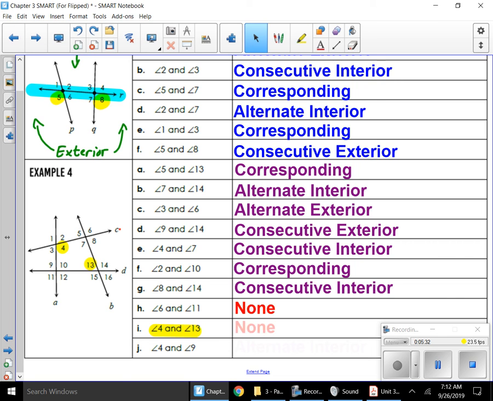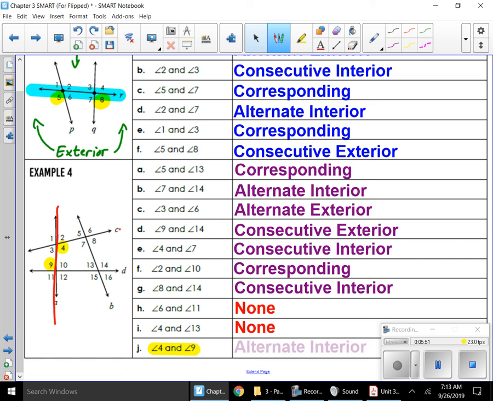So let's end on a happy note where we do have a relationship. 4 and 9 do share a transversal. It's A. Note that they're on opposite sides of that transversal, so they're alternate. And because they're between lines C and D, they're interior. So ending with one that does work for us.